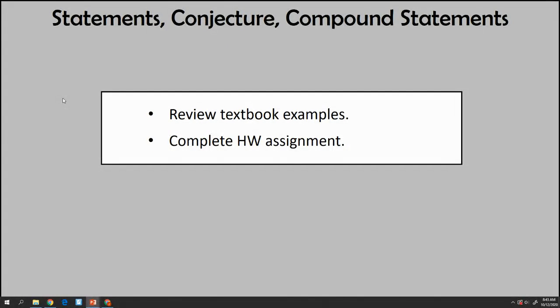Okay, so there's a little look at statements and conjectures and compound statements using some symbolisms. Hopefully, you wrote down some notes and you use those notes to help you with homework. Okay, take your time, work through it on Alex. I think it's all pretty straightforward stuff. I think you'll do great, and I will let you get at it.